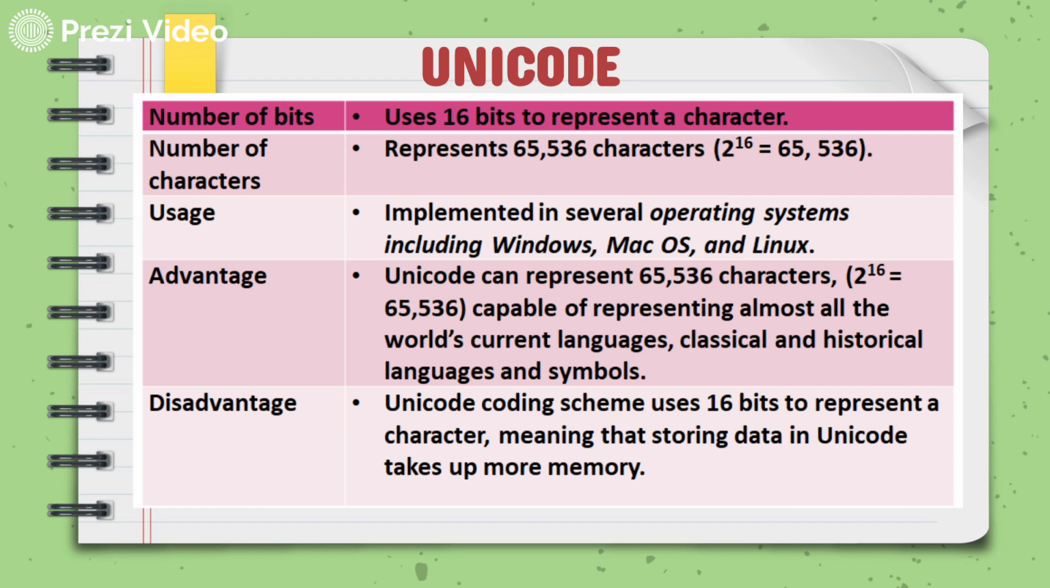The advantage of Unicode is that it is capable enough to represent almost all the world's current languages because there are a lot of characters, right? However, the disadvantage is that it takes up more memory to store data because it uses 16 bits.